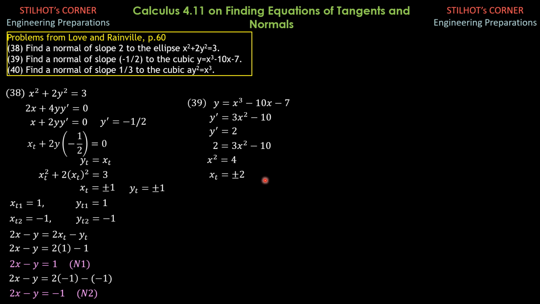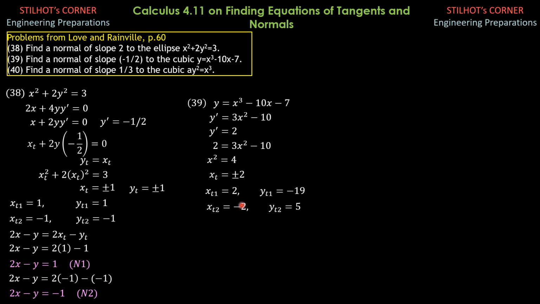And y sub t: substitute into the original equation. When x sub t1 is positive 2, y sub t1 is 2 cubed minus 10 times 2 minus 7. So 2 cubed is 8, minus 10 times 2, negative 12, minus 7, negative 19. When x sub t is negative 2, negative 8 plus 20 is 12. 12 minus 7 is positive 5. So x sub t is negative 2, y sub t is positive 5.